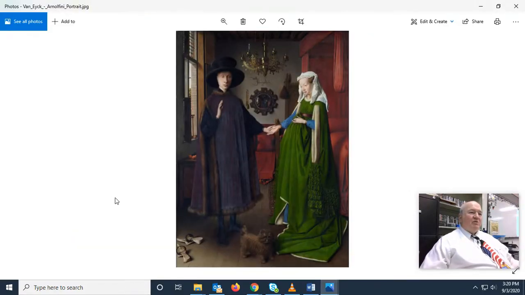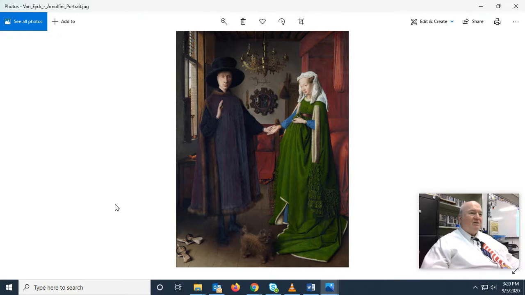Very famous, one of the most famous pieces of the Northern Renaissance. It's the marriage of Arnolfini and his wife. The title of the painting is the names of these two people and their marriage. And here's the thing. Once again, this painting is tiny. I think it's about 30 inches across by maybe 40 inches in height.